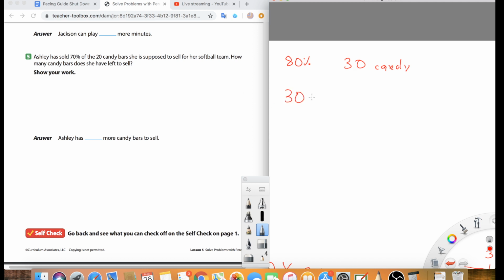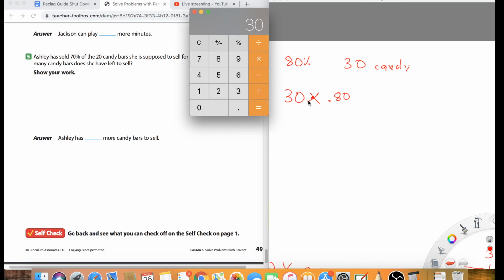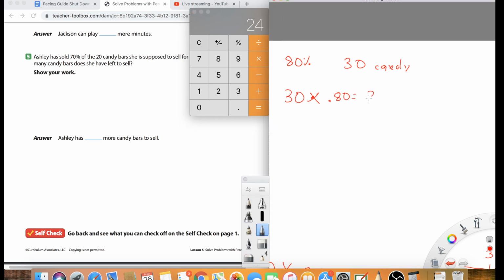So I need to take 30 and multiply that by 0.80 because the number I'm trying to find is less than 30. 30 is the number I need to sell in total. 80% is the amount that I've sold so far. 80% of 30, so 30 times 0.80 gives me 24. That means that I have sold 24 candy bars, but it doesn't tell me how many more candy bars I need to sell. I need to subtract the candy bars that I need to sell for the week by how many I sold to show me how many I have left.